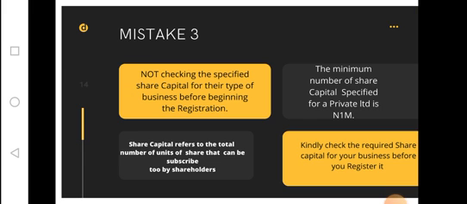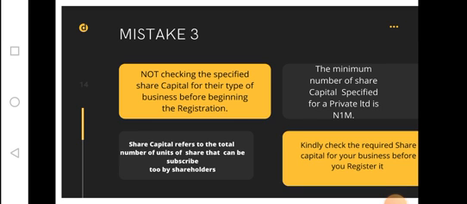The third mistake is that people do not check the specified share capital for their type of business before beginning the registration. What is share capital? Share capital refers to the total number of units of shares that can be subscribed to by shareholders. For every business, especially for a limited liability company, the CAC has given a specified share capital.